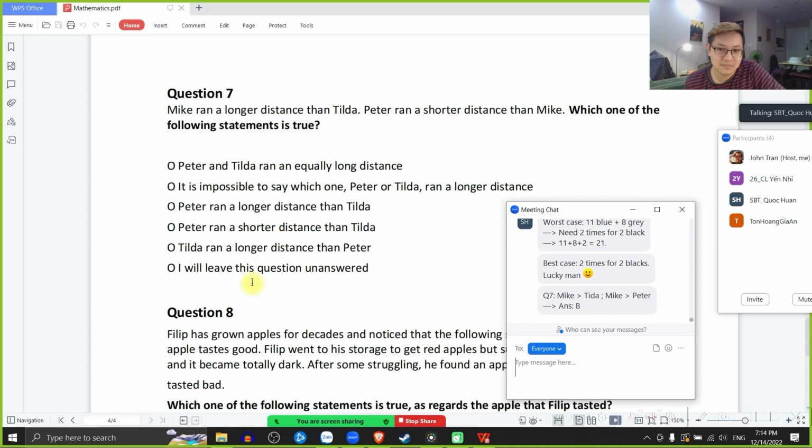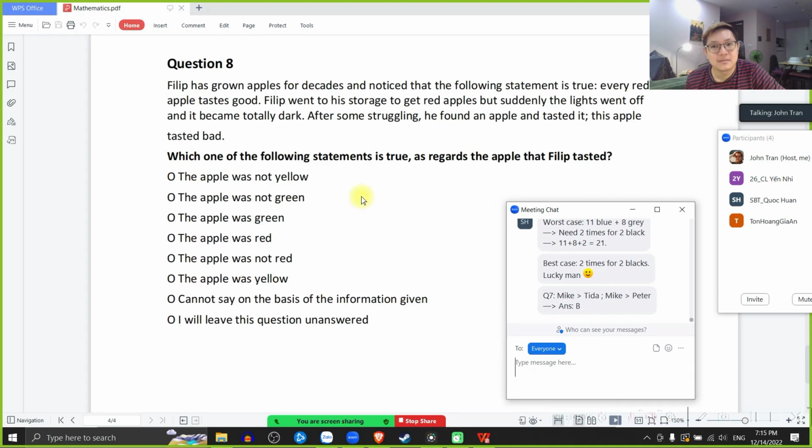True. Yeah, because both Peter and Tilda ran a shorter distance than Mike, but we don't know which one ran more. We don't know which one is more than the others, right? Okay, yep. You don't know.